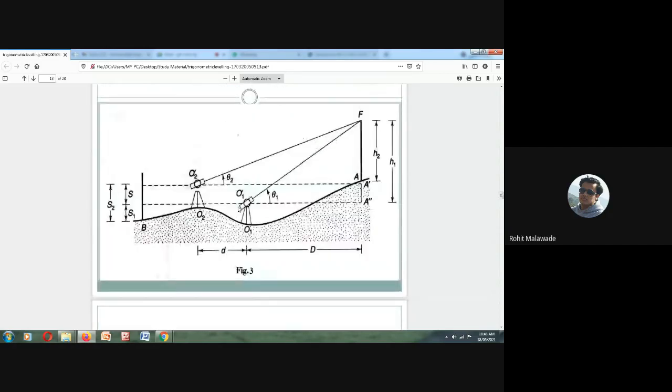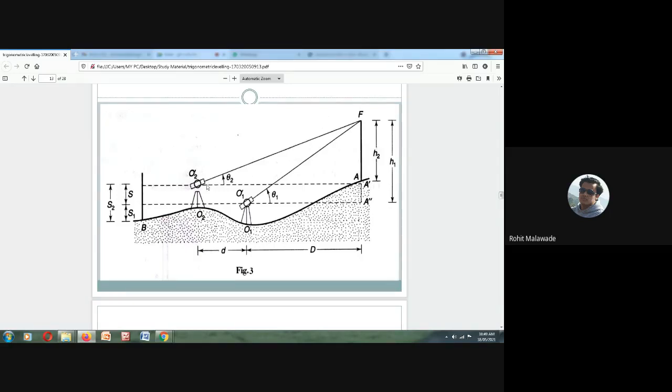Now we will see how we can measure the distances. What is this theta 1 here? It will be higher because you can see that the difference of angle is higher. Here theta 1 is larger, and theta 2 will be smaller.